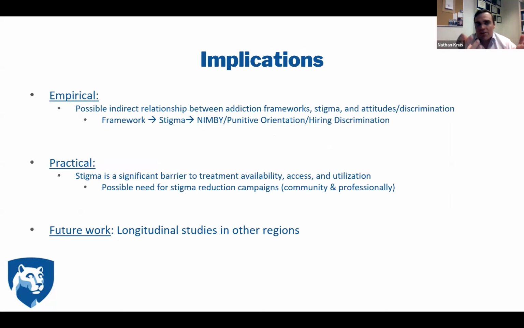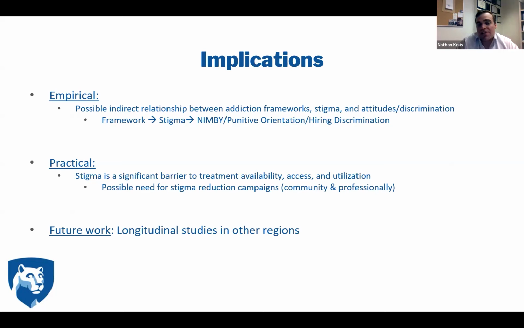So what does all this mean and why is it important? Well, empirically, it's showing us that there seems to be an indirect relationship between one's addiction frameworks and their other policy-oriented attitudes toward the appropriateness of responses to the opioid crisis that is mediated by stigma. So what that means is that our beliefs about addiction seem to influence the level of stigma that we place onto individuals that have opioid use disorder. And that in turn, the stigma, influences our beliefs about the appropriateness of certain responses to the opioid crisis.